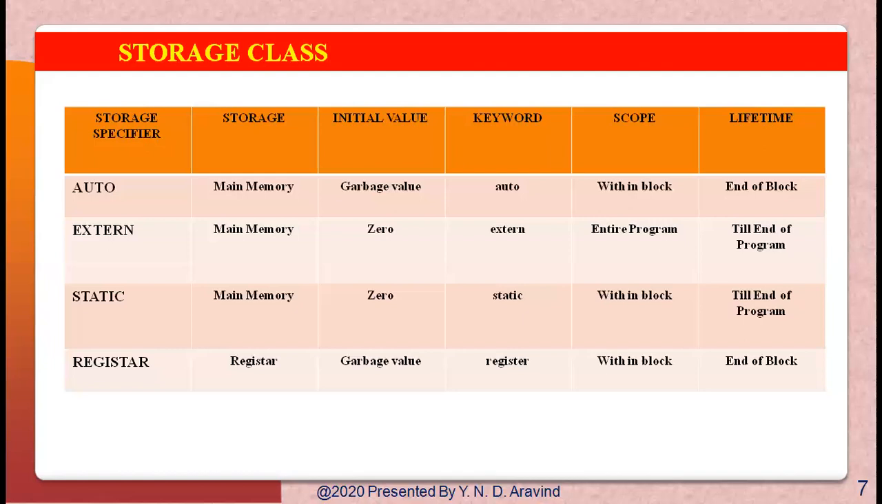Coming to the scope, auto is within the block, extern is the entire program, static is within the block, and register is within that particular block. Whereas coming to the lifetime, for auto the life will close at the end of the block, whereas for extern and static the life is till the end of the program, and for register it is the end of the block.